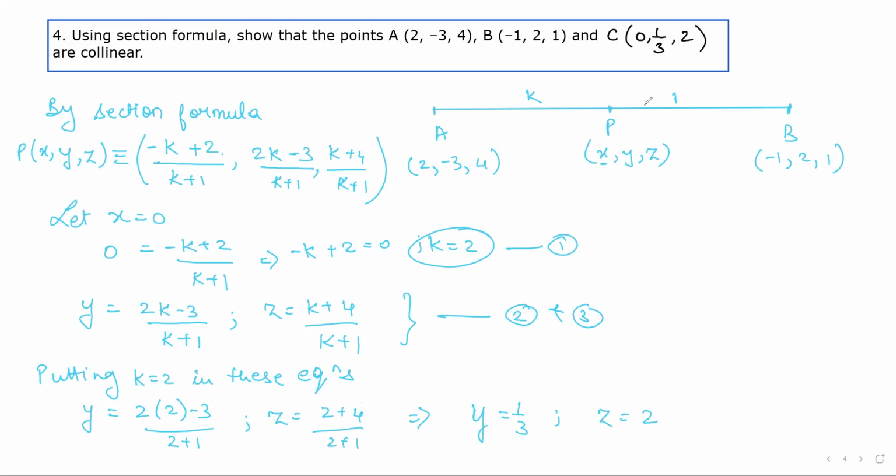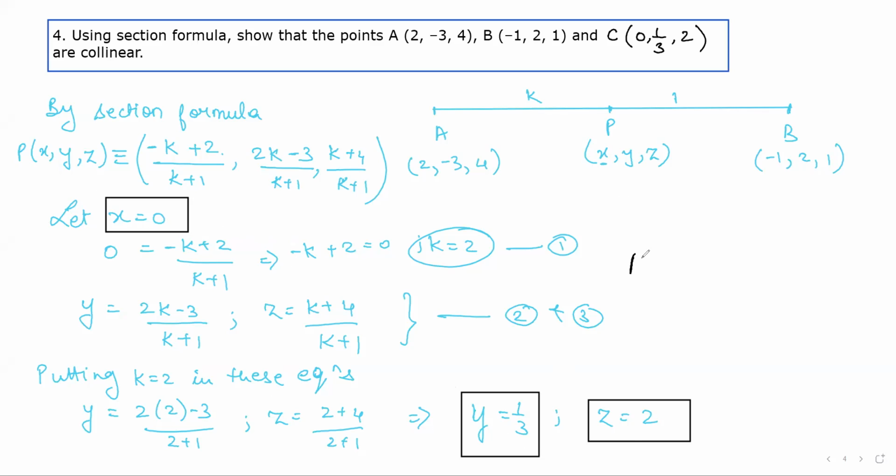So when you assumed your first k value to be 0, you got a value of k, and you substituted that value of k in the equations of y and z, and you got this point where y is equal to 1 by 3, z is equal to 2, and earlier you assumed x is equal to 0. So we can see that point P coincides with point C. If you were to calculate the ratio, your k is to 1 is the ratio, 2 is to 1.